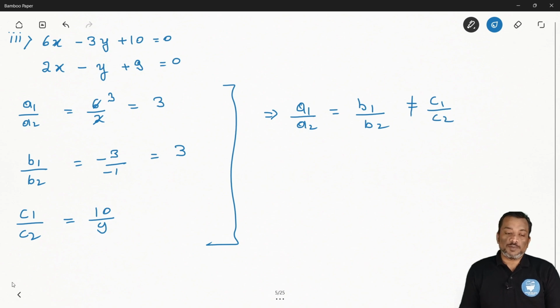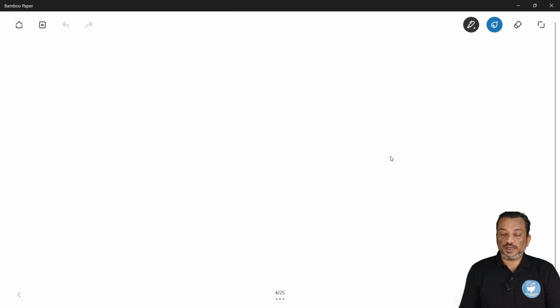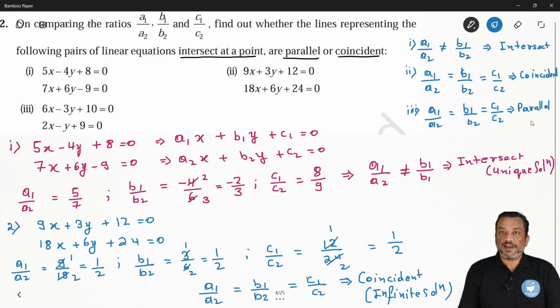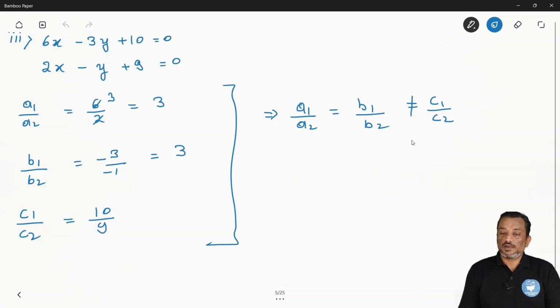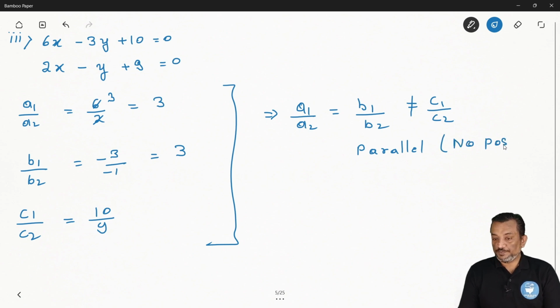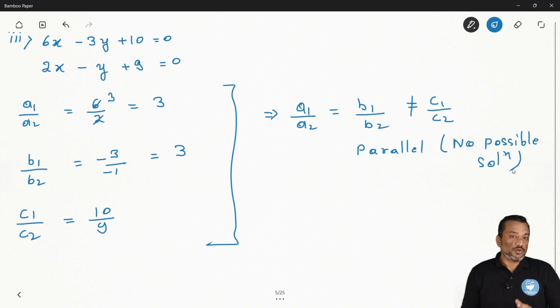ठीक है, तो अब देखो यहां पे हमारा कौन सा लाइन बनेगा, कौन सा है? तो इट इज अ पैरेलल. ठीक है, तो पैरेलल बनेगा. सो इट इज फॉर्मिंग अ पैरेलल. ओके, but the parallel line never intersects, so you can say no possible solution. Okay, no possible solution. Okay, because parallel line never intersect each other. Okay, so थर्ड वाले में हमारा no possible solution.